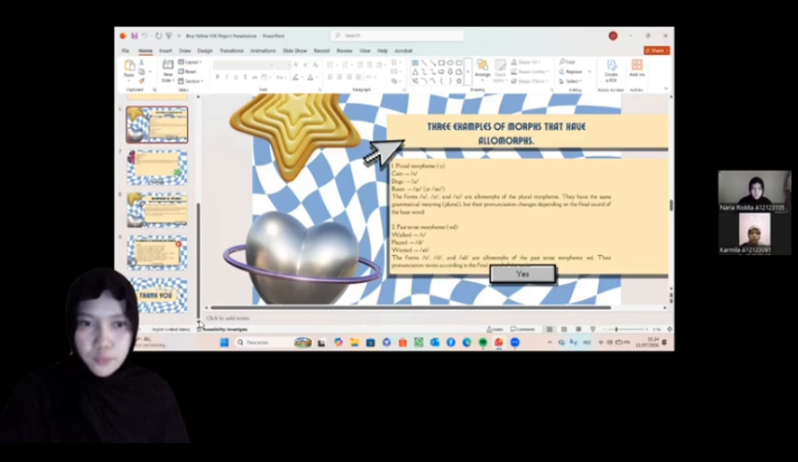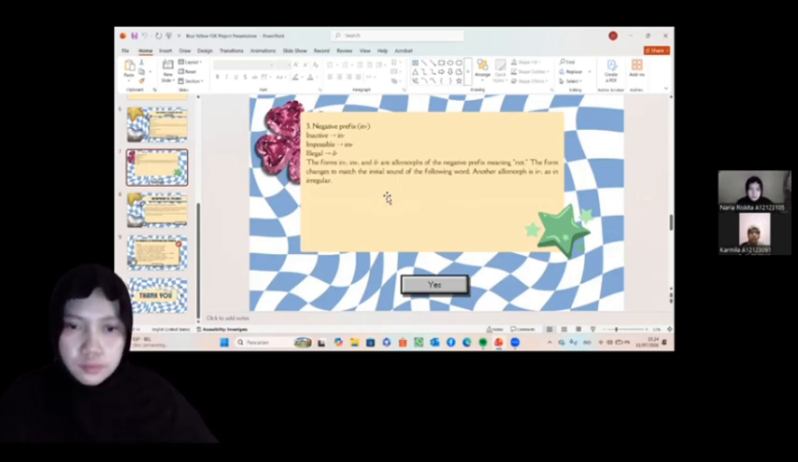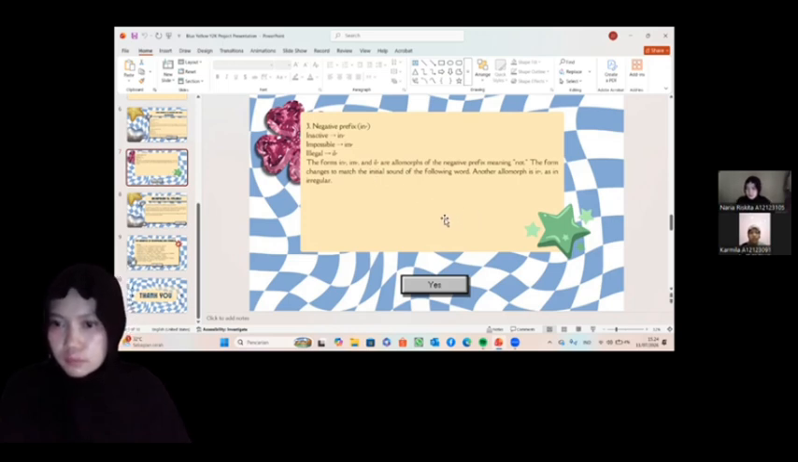Okay, the next is negative prefix in. The words are inactive, impossible, and illegal. The forms in, im, and il are allomorphs of the negative prefix meaning not. The form changes to match the initial sounds of the following word. Another allomorph is ir, as in irregular. Okay, I will give back to the moderator.